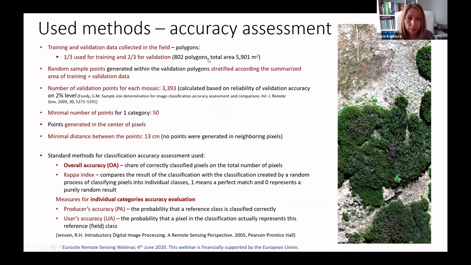What is very important is accuracy assessment. We evaluate accuracy based on field data, and we have random sampling points stratified according to the summarized area of training and validation data. We have 3,393 points for each mosaic, with a minimum of 50 points for one category. And we use standard methods for classification accuracy assessment. Overall accuracy is the share of correctly classified pixels out of the total number of pixels, and we also evaluate accuracy for individual categories. It's very important.